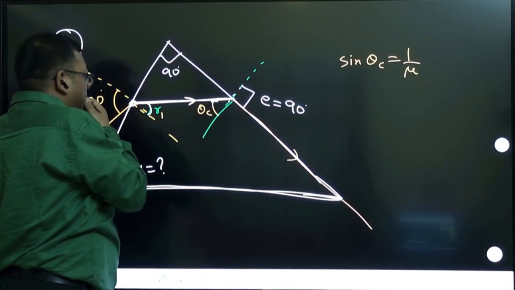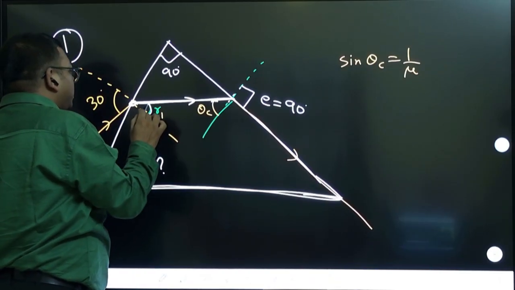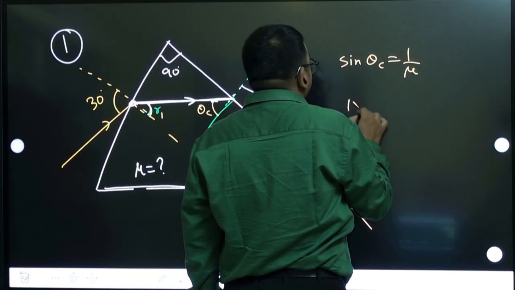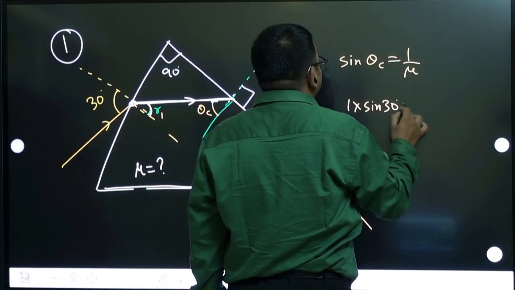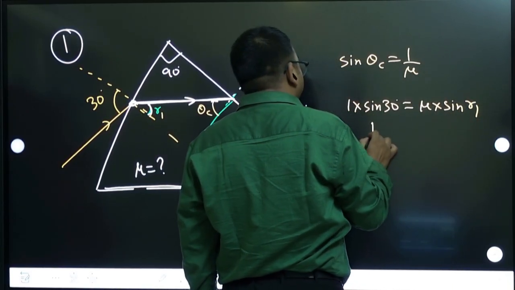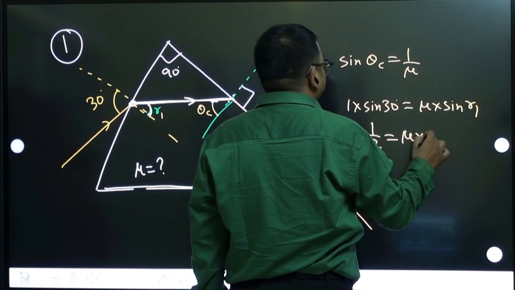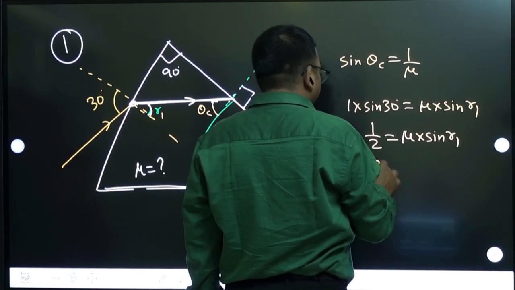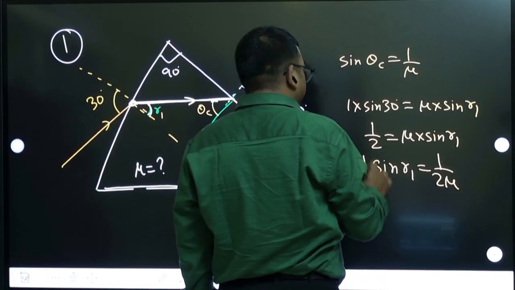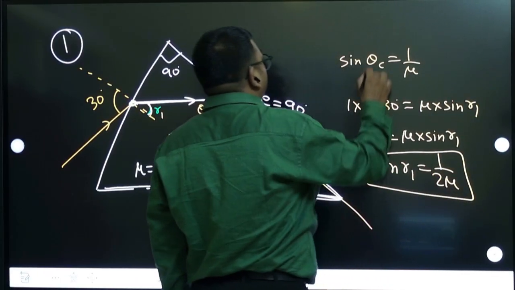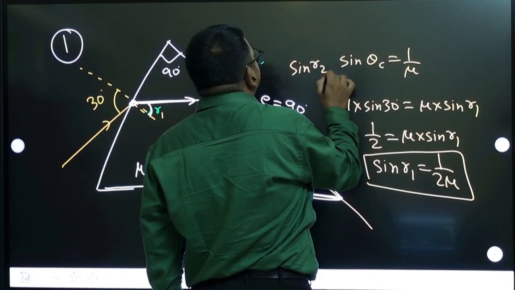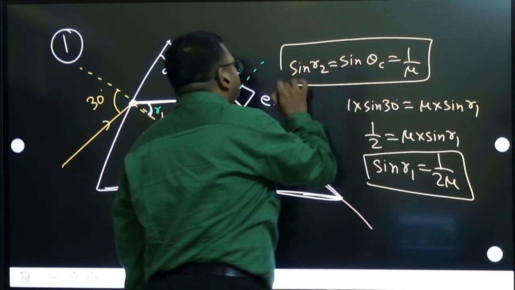Now suppose I take this R1. According to this formula, 1 into sine of 30 degree is equal to mu into sine of R1, so 1 by 2 is mu into sine R1. So sine R1 I will get as 1 by 2 mu. And this theta c is nothing but sine R2. Sine R2 we are getting as 1 by mu.